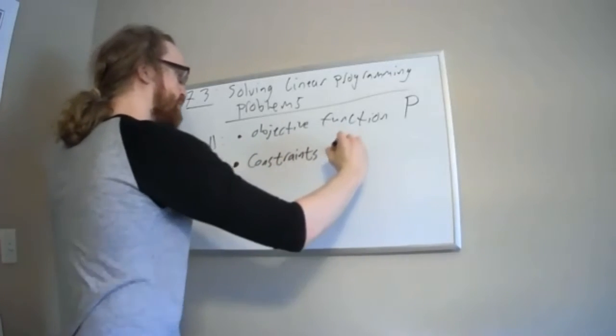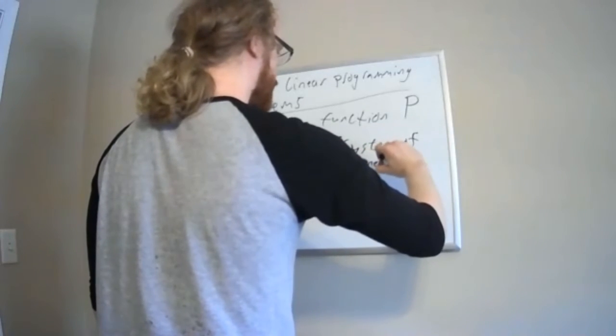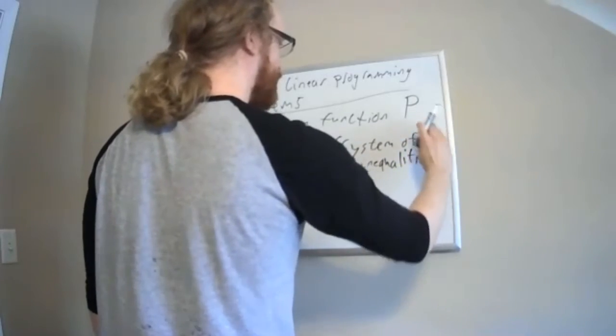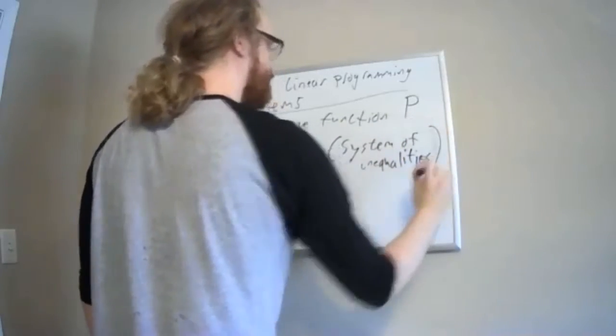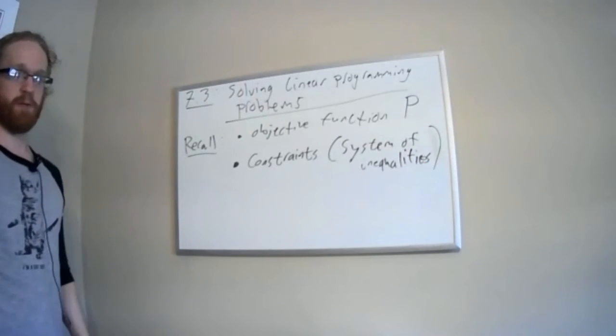And these were just a system of inequalities. So in linear programming, they get called constraints, but they were represented by a system of inequalities. So these were basically the ingredients for a linear programming problem.